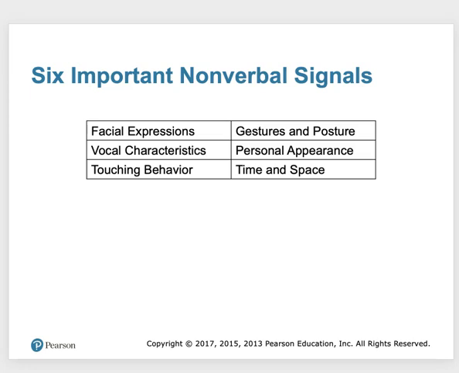Now, in vocal characteristics, the book uses the sentence, "What are you doing?" And if I say, "What are you doing?" that is different than if I say, "What are you doing?" or even, "What are you doing?" Each one of those can be interpreted in a different way just by the way that I've inflected on which word I put the emphasis. And the book talks about personal appearance and how that is important because people do have a tendency to judge us by what we wear.